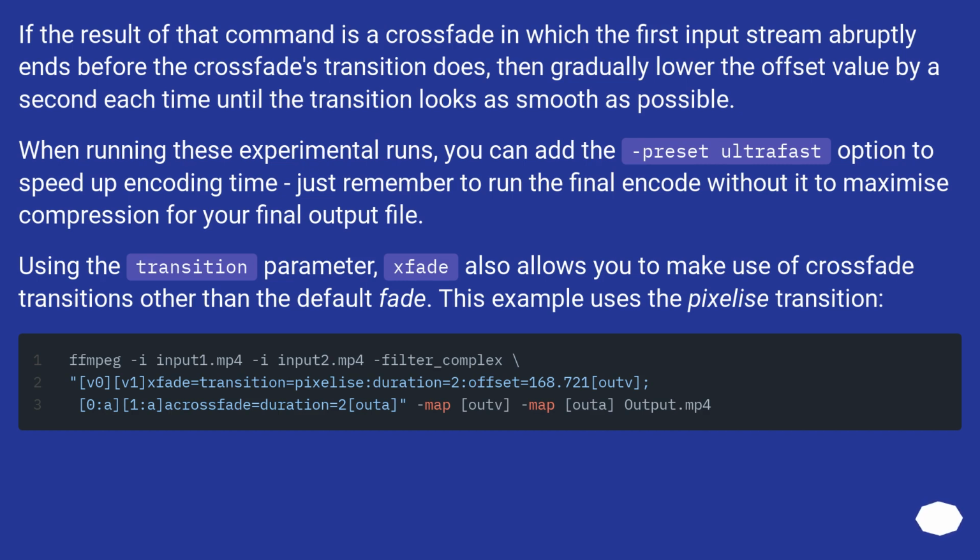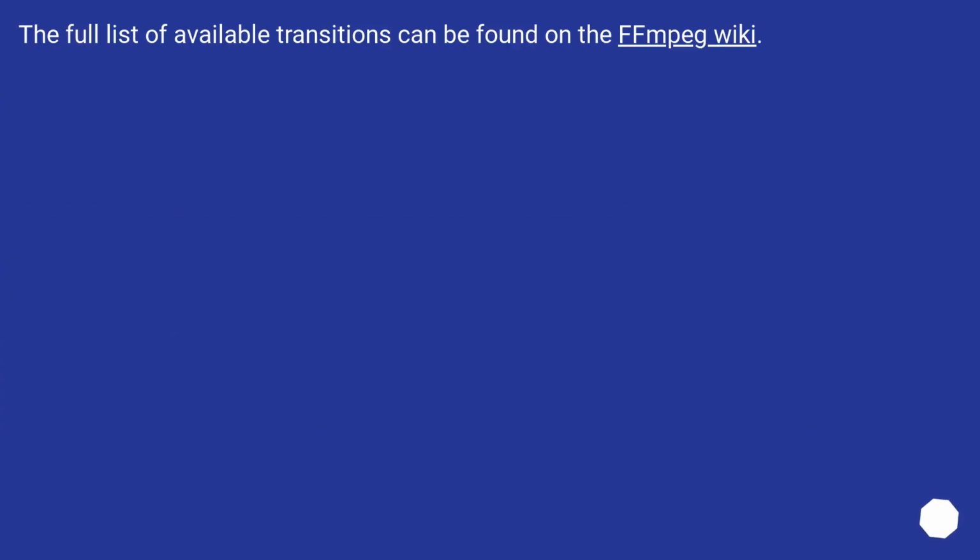Using the transition parameter, fade also allows you to make use of crossfade transitions other than the default fade. This example uses the pixelize transition. The full list of available transitions can be found on the ffmpeg wiki.